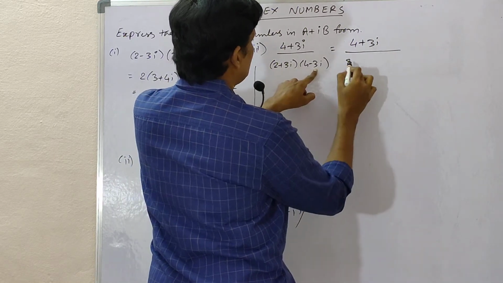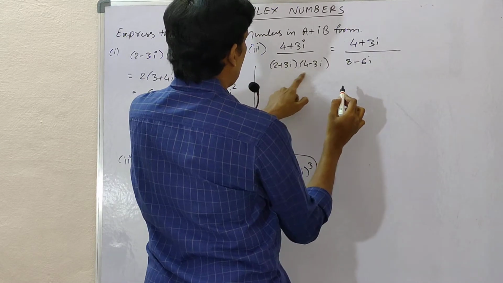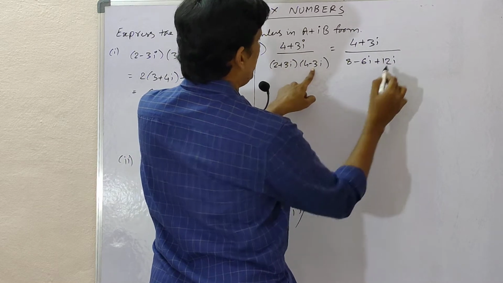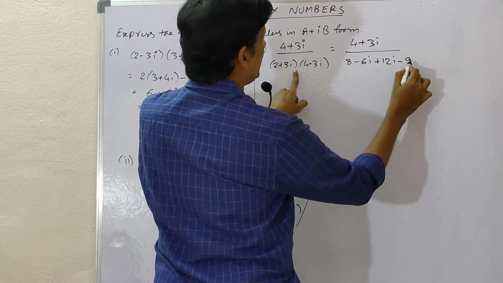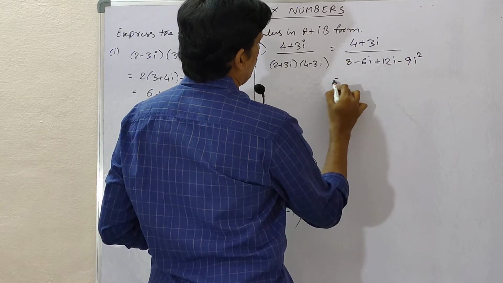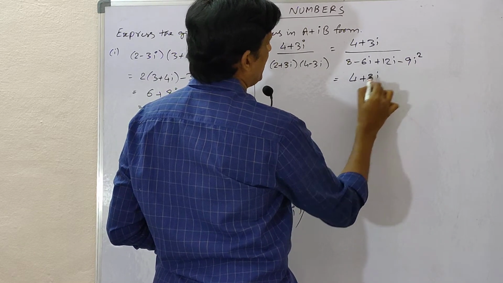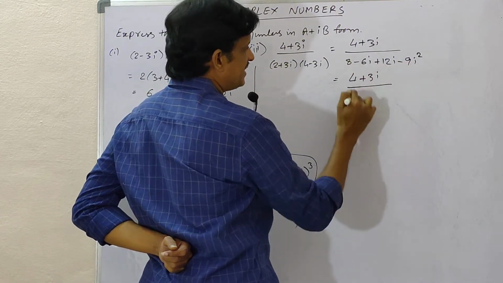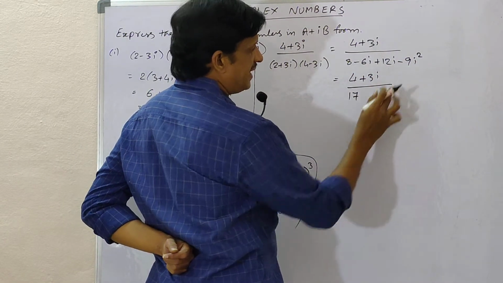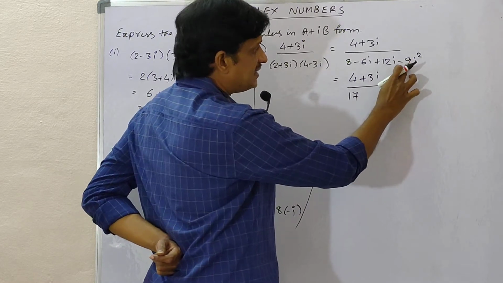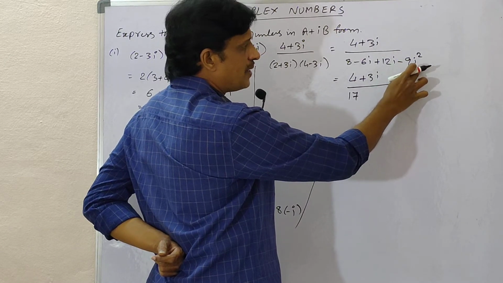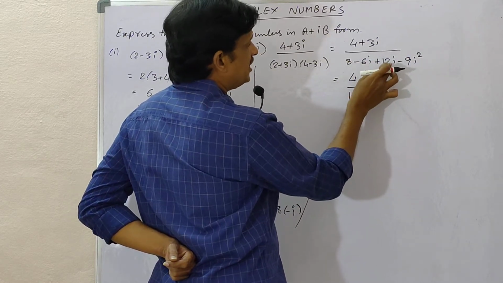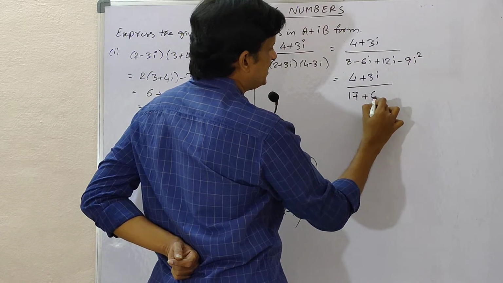Next, minus 6i. Multiply these two: 4 into 3 is 12i, minus into plus, minus 3 into 3 is 9, i into i gives i square. So here we are getting 4 plus 3i by i square is minus 1, so this will be plus 9, 9 plus 8 that is 17. Again i square is minus 1, so minus 9 into minus 1 will be plus 9, 9 plus 8 that is 17. Imaginary part is 12i minus 6i will be plus 6i.